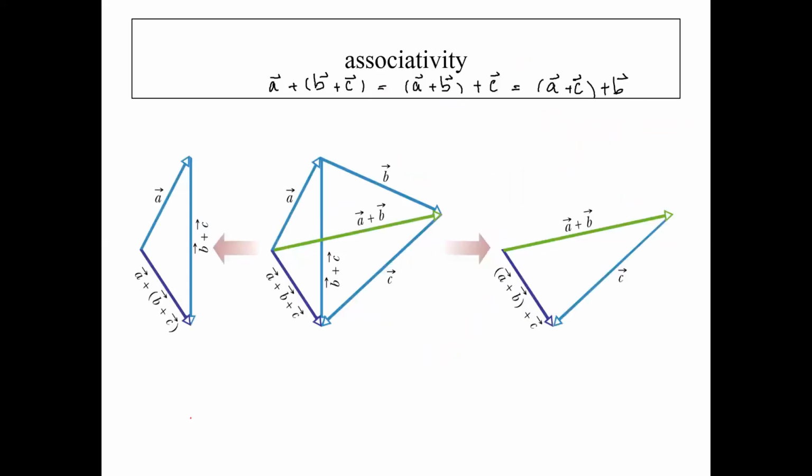And then it also has associativity, so you can group the vectors into smaller groups. A plus B plus C, you can group it as A plus B, and then plus C. Or you can group it as A plus C, and then plus B. Or you can even group it as B plus C, and then add A. It has the same resultant vector. So for addition, you have both commutativity and associativity.